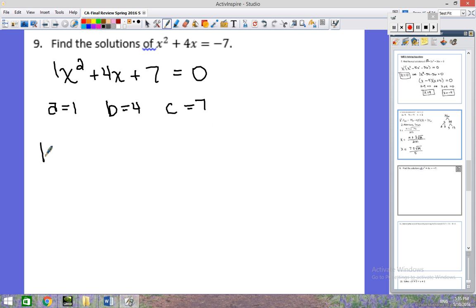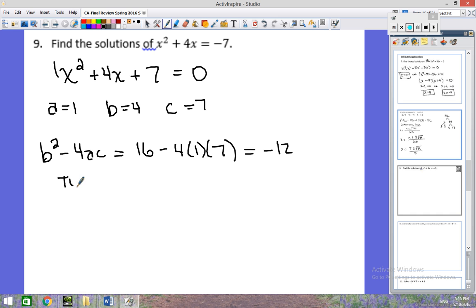The discriminant is the part that's underneath that radical. And based on its value, we have a little bit of an idea of what type of answers we expect for this quadratic equation. B squared is 4 times 4, which is 16, minus 4 times 1 times 7. Well, 4 times 7 is 28, and 16 minus 28 is a negative number, so negative 12. So I'm expecting imaginary solutions, two complex solutions.